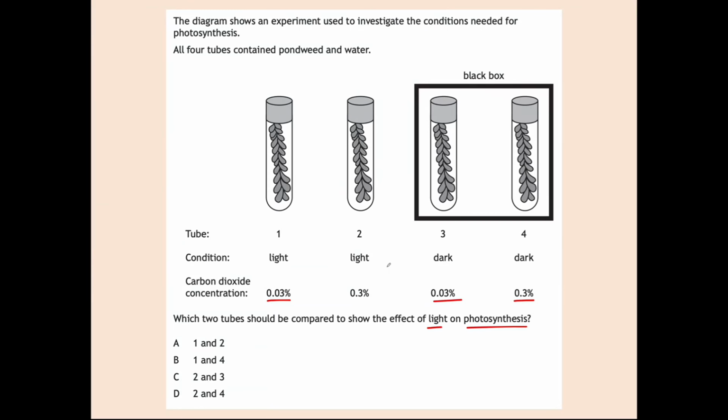But if we look at 2 and 4, 2 is light, 4 is dark. That's what we want. 2 is 0.3% concentration. 4 is also 0.3%. So they've kept the concentration the same, but the only condition they've changed is whether it's in the light or the dark, which is what we want here. Okay, we want to look at the effect of light on photosynthesis. So our answer there is going to be D, 2 and 4.